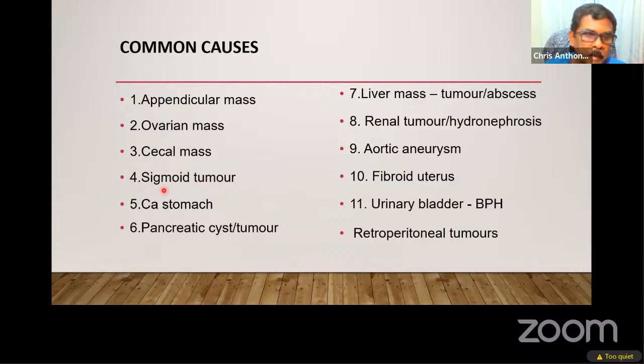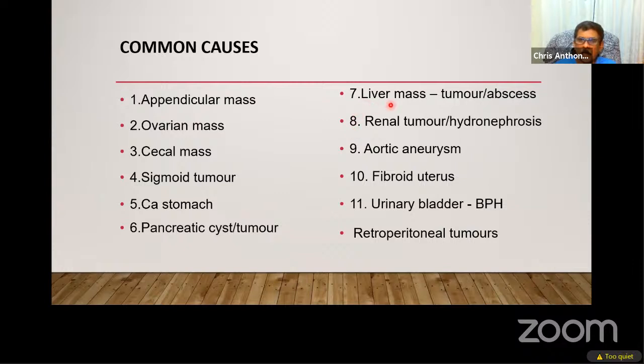Sigmoid tumors usually present with fresh blood per rectum, very important. They present with a mass in the left lower quadrant. So you must get the symptoms related to sigmoid colon cancer. Carcinoma of the stomach, a mass in the epigastric region. Pancreatic cyst, which I mentioned, pseudocyst of the pancreas, and cancers of the pancreas, adenocarcinoma of the pancreas.